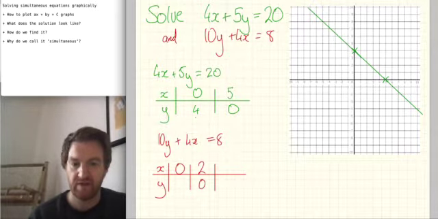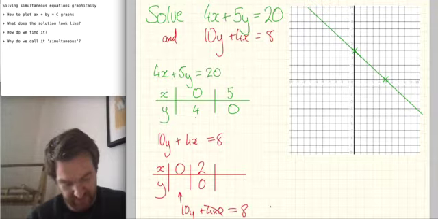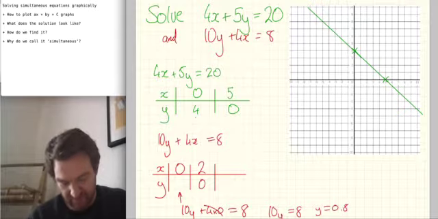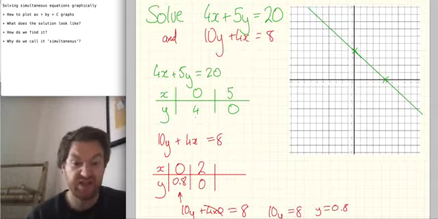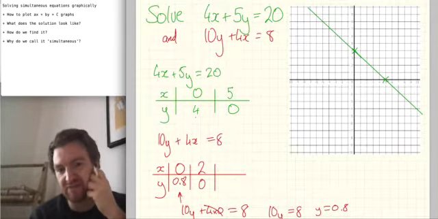Now, when we try this one here, we'd end up getting 10y, ignore the x's, because obviously 4 times 0, which we can ignore, is equal to 8. So if 10y is equal to 8, then y would equal 0.8. Which is fine, and we could try and plot that. But when I look at my scale, it only goes up in single units, so I know that that's going to be a bit difficult to plot.